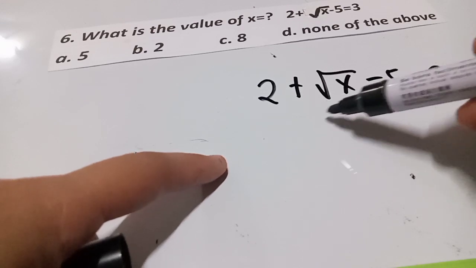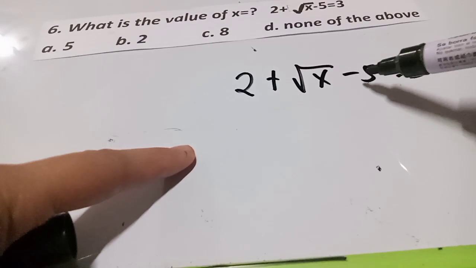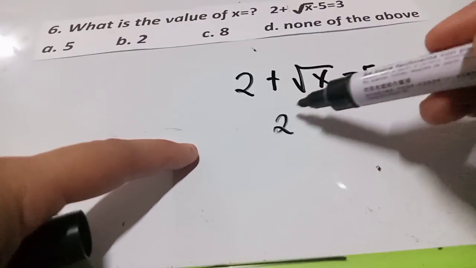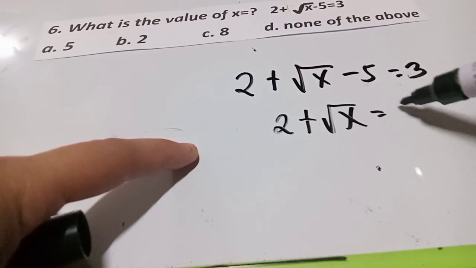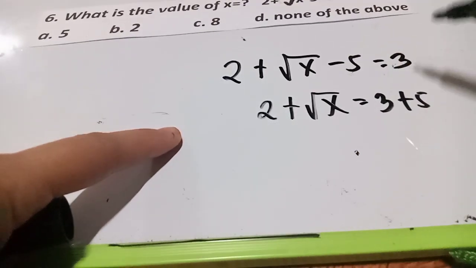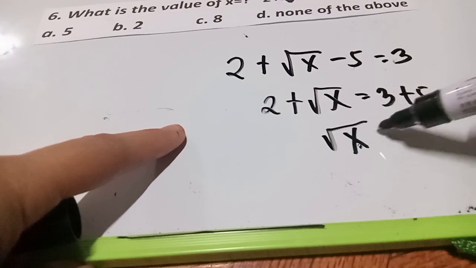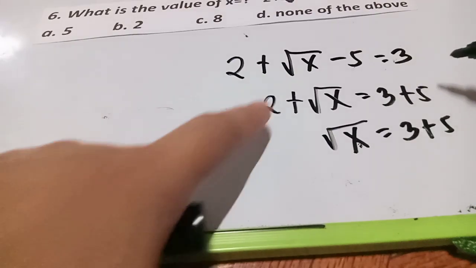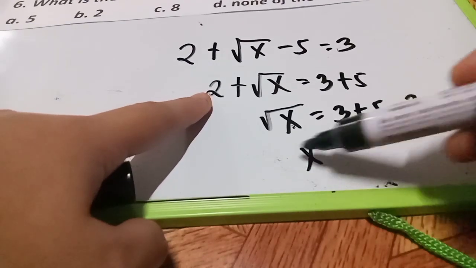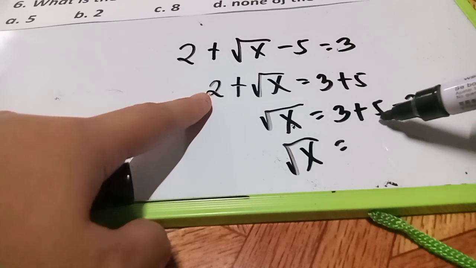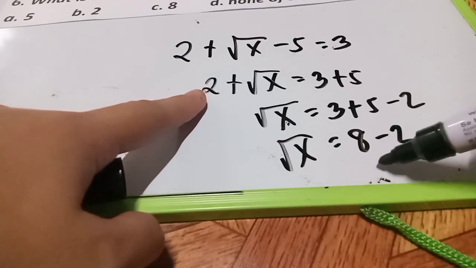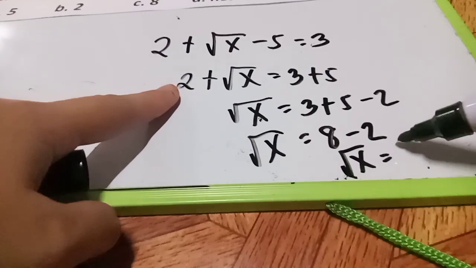All you have to do is to transpose negative 5 to positive 5. So 2 plus square root of x is equal to 3. This will become 5. And then after that, transpose also 2. So the remaining will be 3 plus 5. This is positive and it will become negative. So, square root of x, 3 plus 5 will become 8 minus 2. Square root of x will become 6.